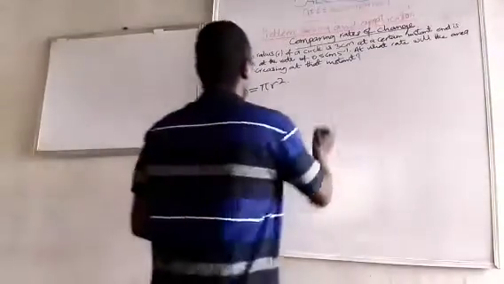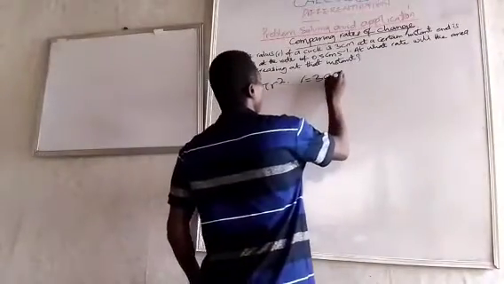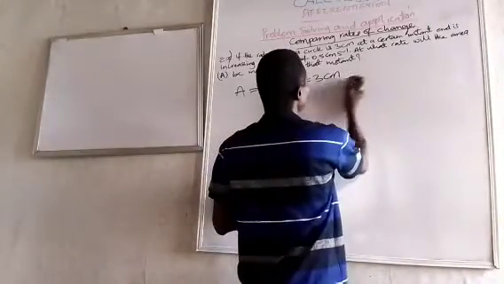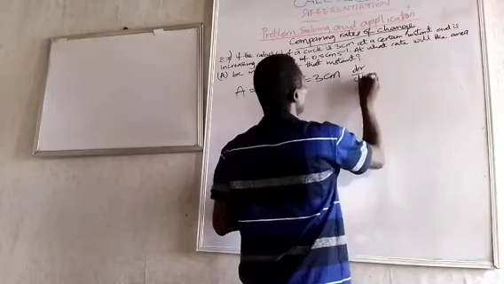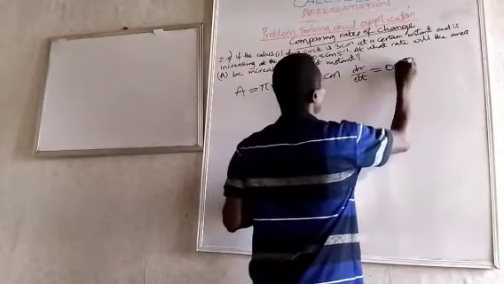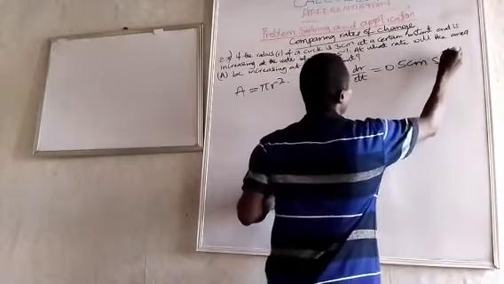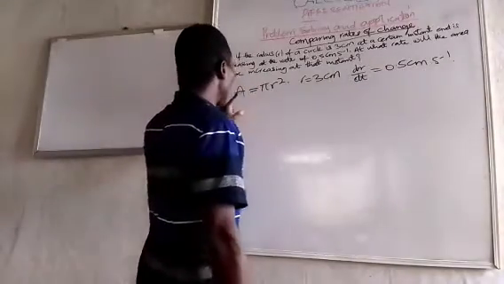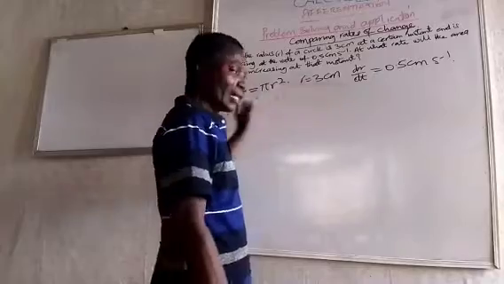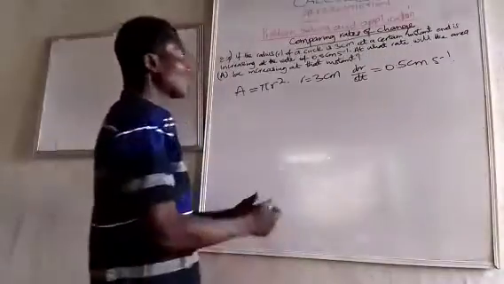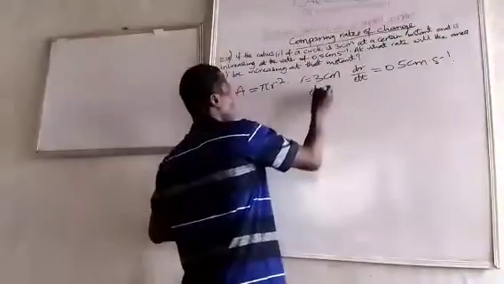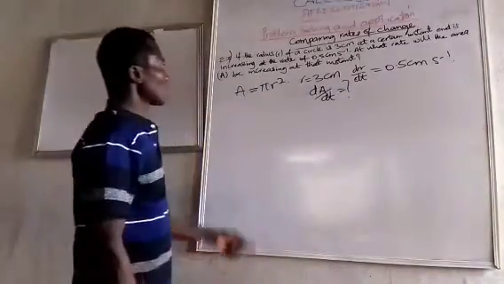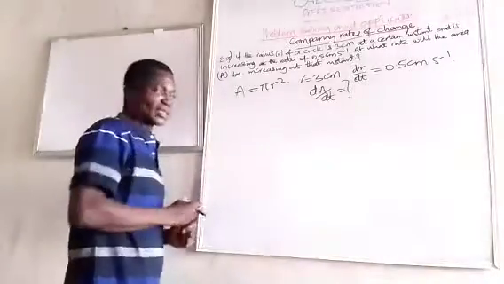We know that our r is 3 cm. The dr/dt, that is the rate at which it is changing, dr/dt is equal to 0.5 cm per second. We can calculate our dA/dt. And what is the question? The question is asking for dA/dt. Now, let's proceed like this.